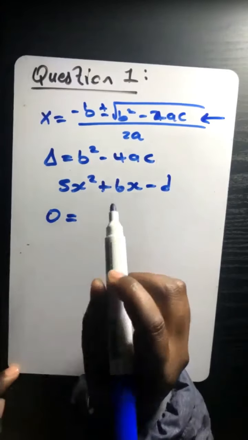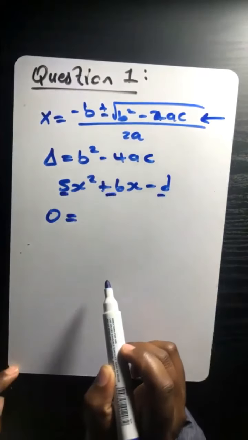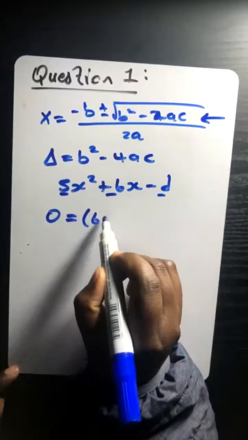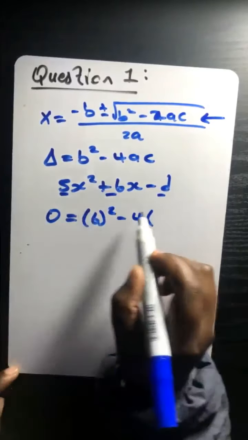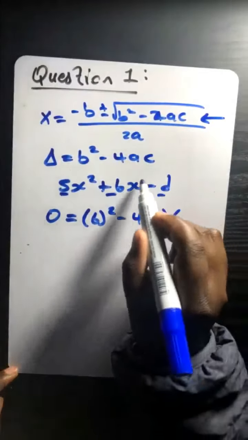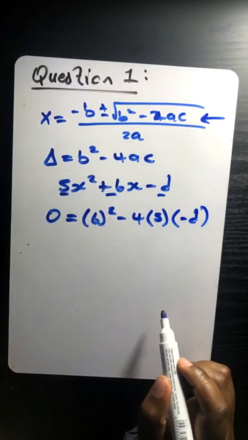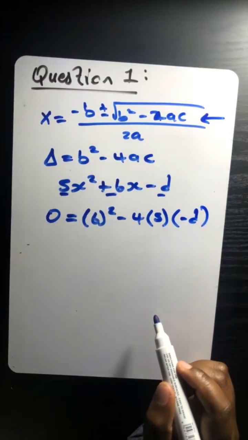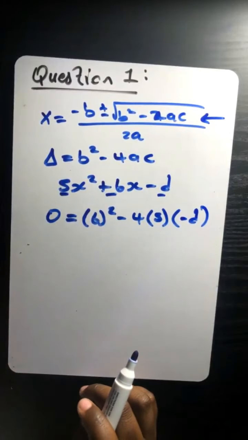You equate it to 0, then you just know this is your A, this is your B, and this is your C. So that means you have 6 squared minus 4. What is your A? Your A is 5. What is your C? Your C is this one, negative D. So you just solve for D, because that's what the question wanted you to solve.